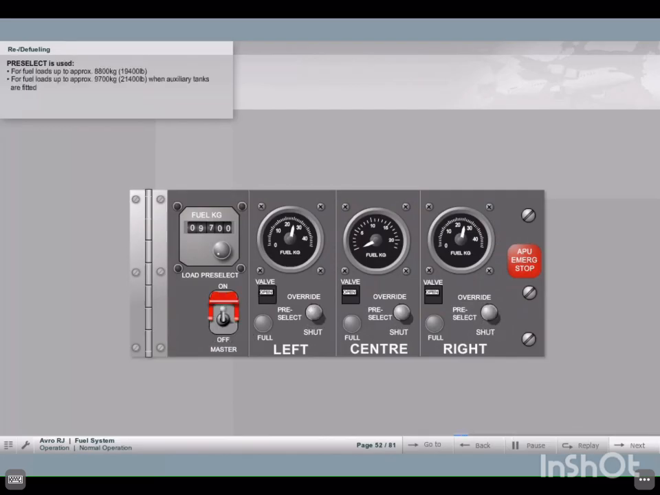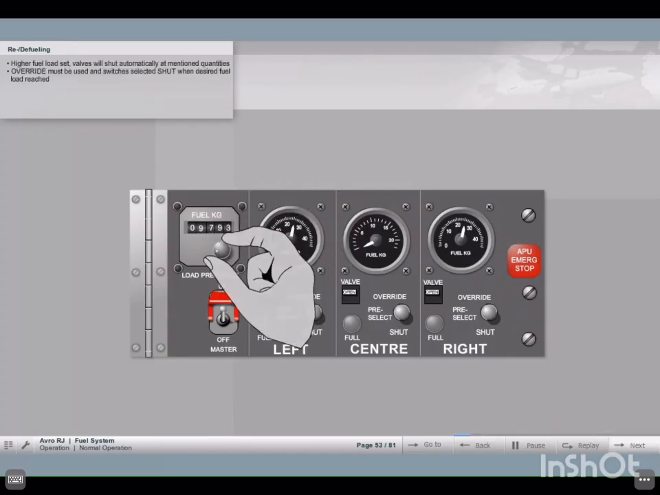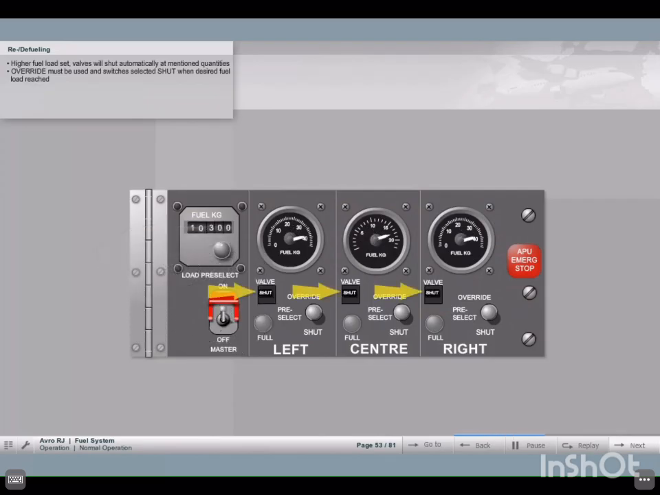Pre-select can only be used for fuel loads up to approximately 8,800 kilograms, 19,400 pounds, or 9,700 kilograms, or 21,400 pounds when auxiliary tanks are fitted. If a higher fuel load is set, the valves will automatically shut at the mentioned quantities. Override must now be used and the switch is selected to shut when the desired fuel load is reached.